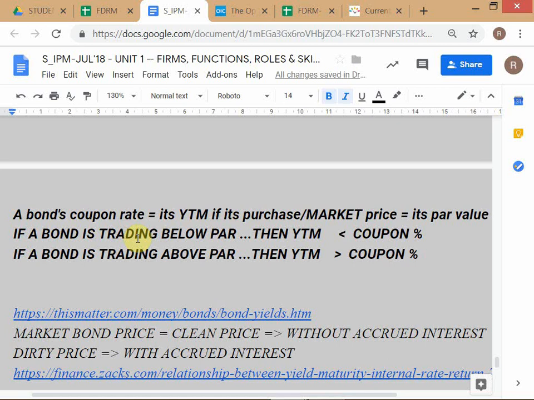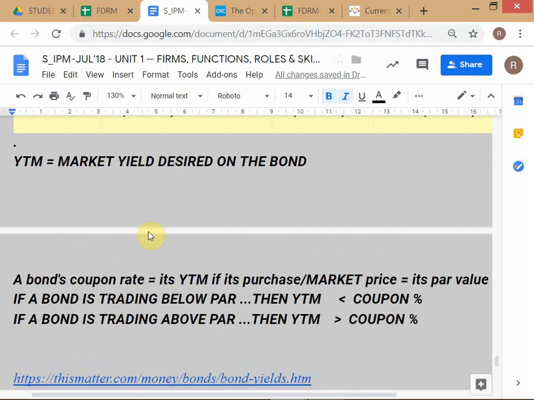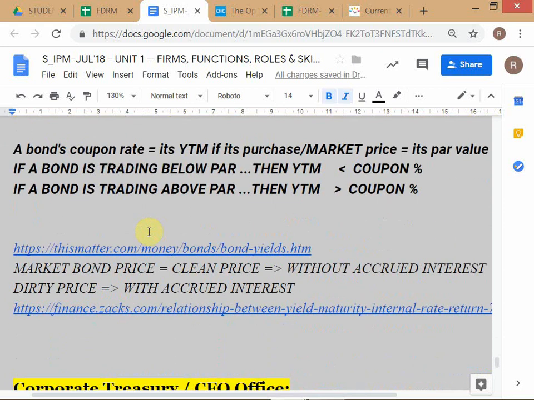We are looking at the relationship between the market price, the par value, the YTM and the coupon rate. Is this clear? So we have said that if the market price is equal to the par value, then the coupon rate is equal to the YTM. And the YTM is essentially the yield that the market desires on the bond. Now if a bond is trading below par, you're saying that the YTM is less than the coupon.